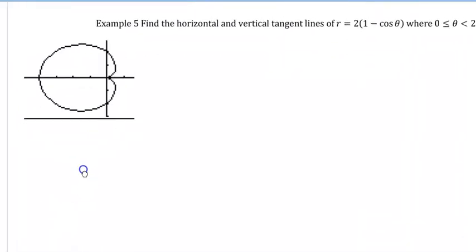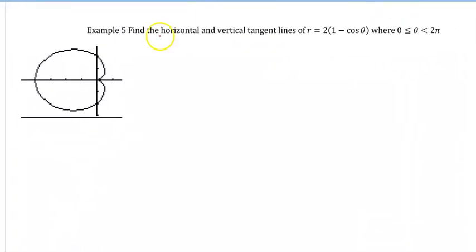And this is helpful because now I can see that in terms of horizontal tangent lines, I'm looking for 2 points at the very top and the bottom of this polar graph. And for vertical tangent lines, there's a point here where there's a vertical tangent line, another point there with a vertical tangent line, and a point here with a vertical tangent line.